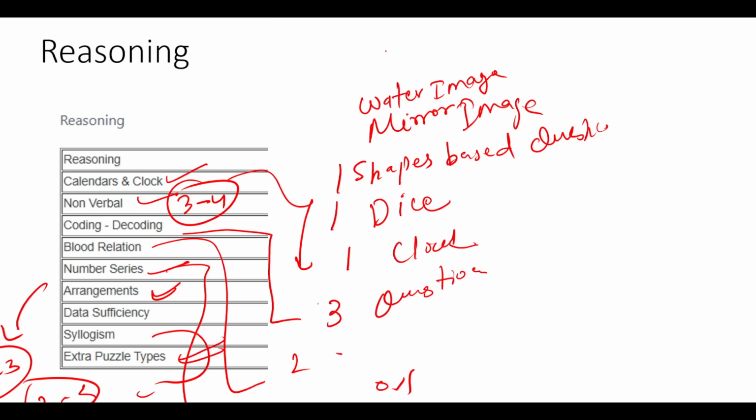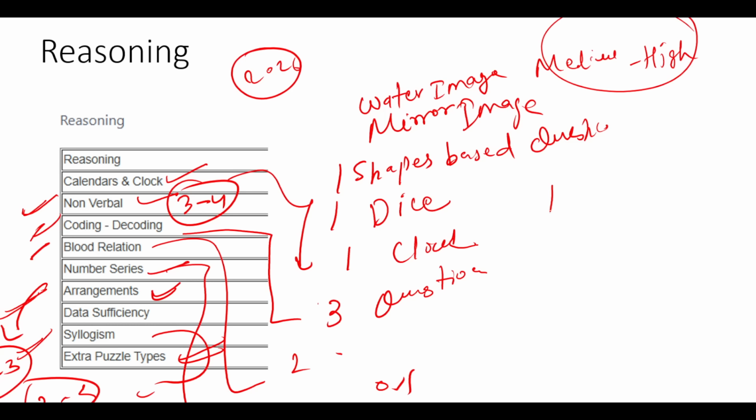Unexpectedly, the most weightage topics were non-verbal, syllogism, and arrangements this time, and then coding decoding and blood relation. Majority of the questions were from these five topics. Very important. So for 2026, this was for reasoning. The reasoning was medium to high this year. The cutoff went around 10 questions this year.